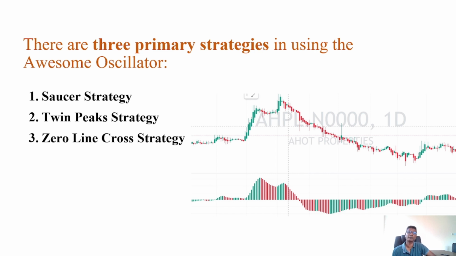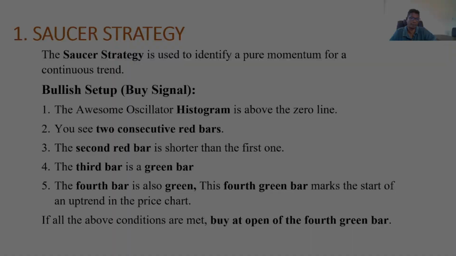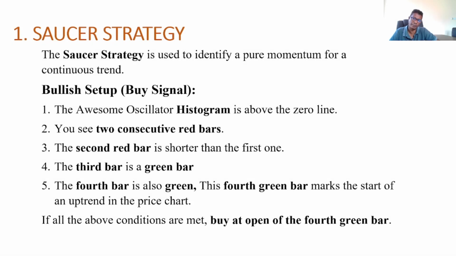There are three primary strategies in using the Awesome Oscillator. 1. Saucer strategy. 2. Twin peak strategy. 3. Zero line cross strategy. Now I am taking the three most popular strategies of the Awesome Oscillator one by one. As the first, I am taking the saucer strategy. The saucer strategy is used to identify pure momentum for a continuous trend.